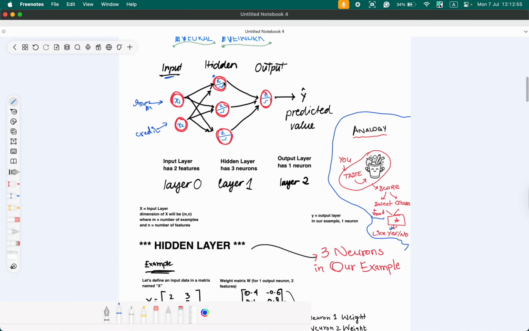That means each neuron in the hidden layer has 2 weights, w1 and w2, and a bias term. Altogether, the hidden layer has a weight matrix of shape 3 by 2. So the shape of W is 3 by 2, and a bias vector of shape 3 by 1.